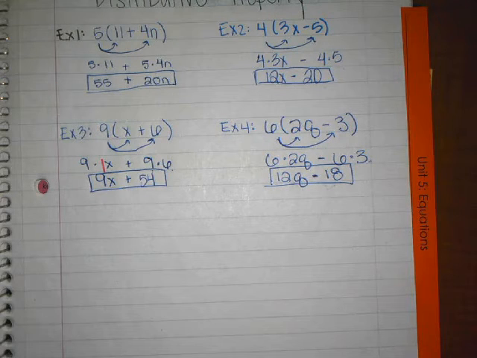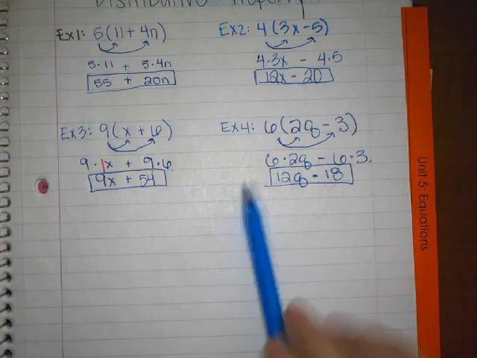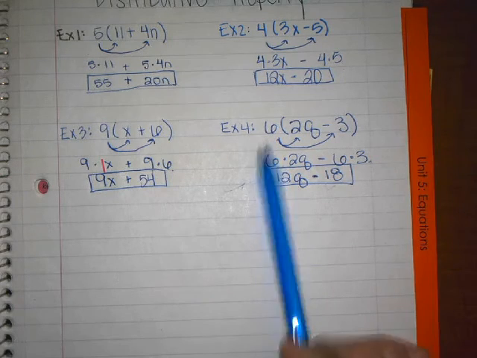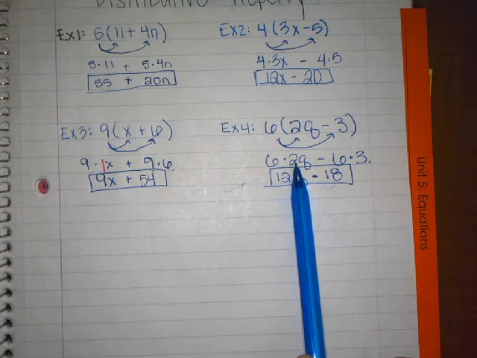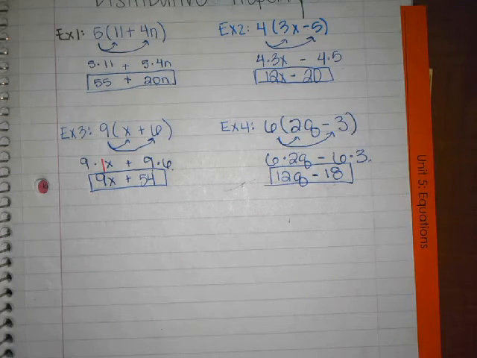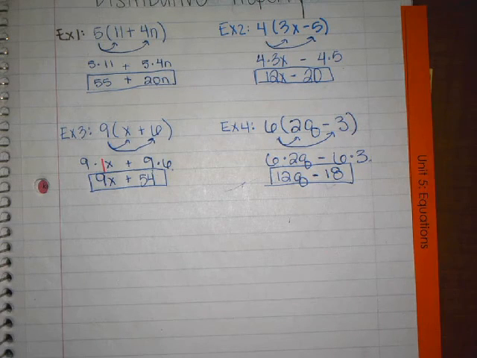Questions? It was 2q, but I have to take that 6 that's outside of it, and I'm multiplying that 6 by that 2, and 6 times 2 is 12. Good. Good question. Other questions, you guys? All right, I'm going to stop this video.